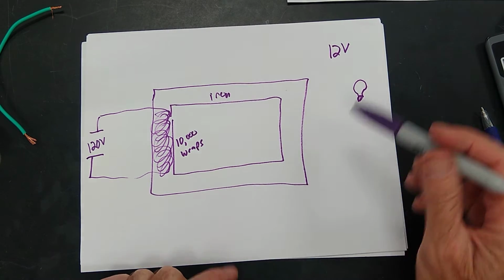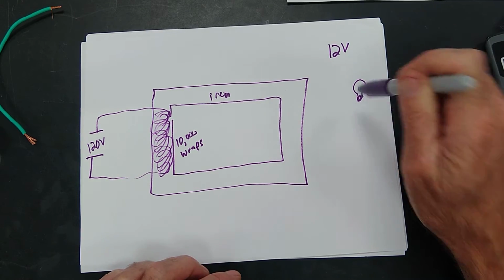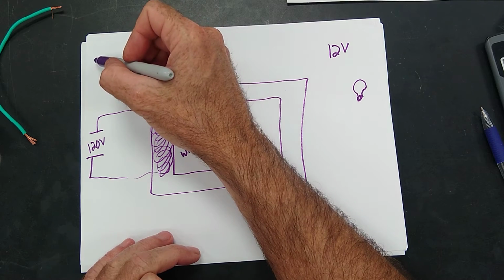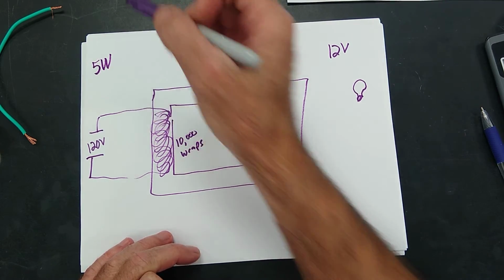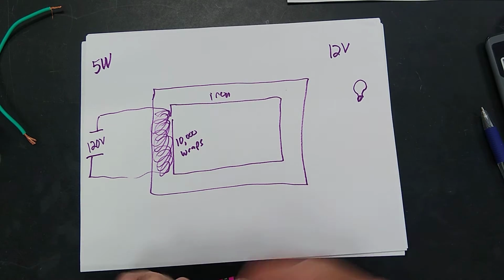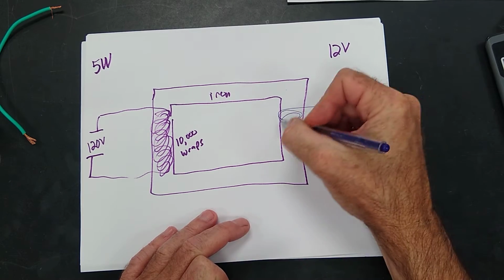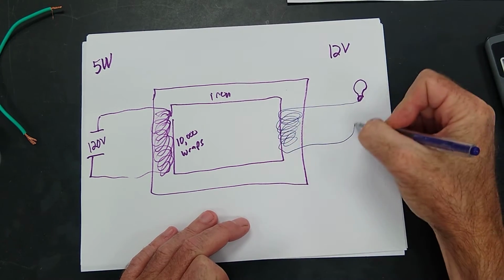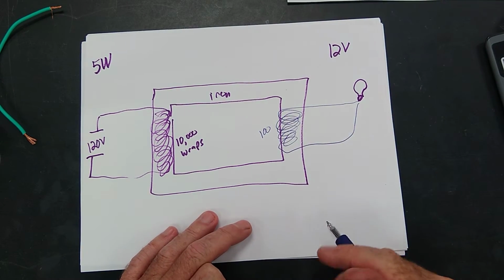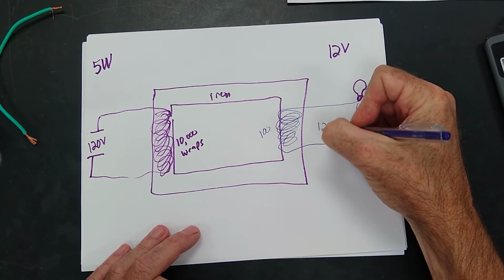Okay, next thing. How can I get this 12 volt light bulb to work properly? We're going to say this guy right here is putting out 5 watts of power. That's right. I can take a wire and give it 100 wraps. What am I changing? I'm changing the voltage. I'm going from 120 to now 12 volts.